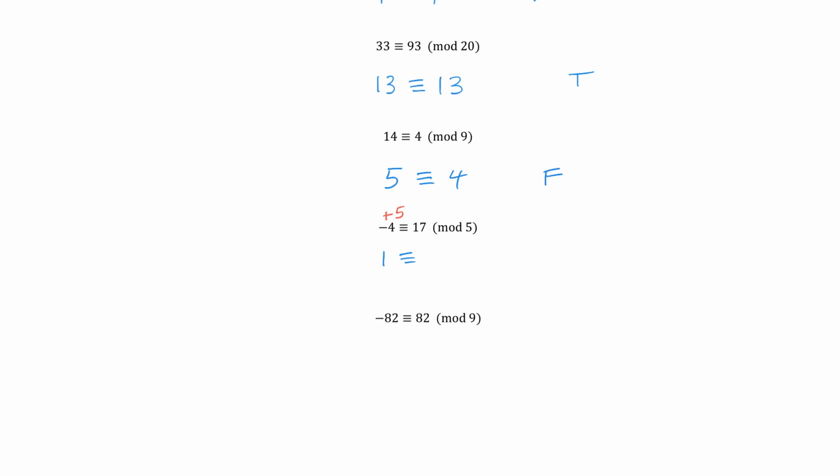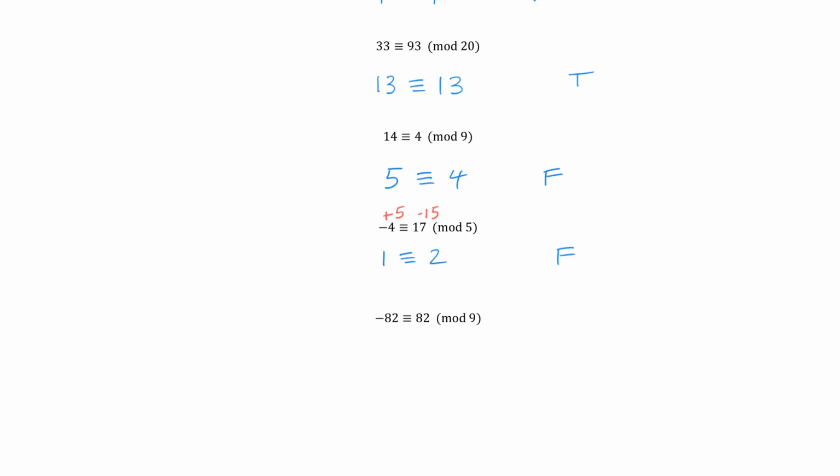And on the other side, you could also think of that one as subtracting 15 instead of dividing and finding the remainder. It's another way to find the remainder, to add or subtract a multiple of the mod to get yourself down to the remainder. So here we get 2 left over, so this one is also false. The remainders are not the same.